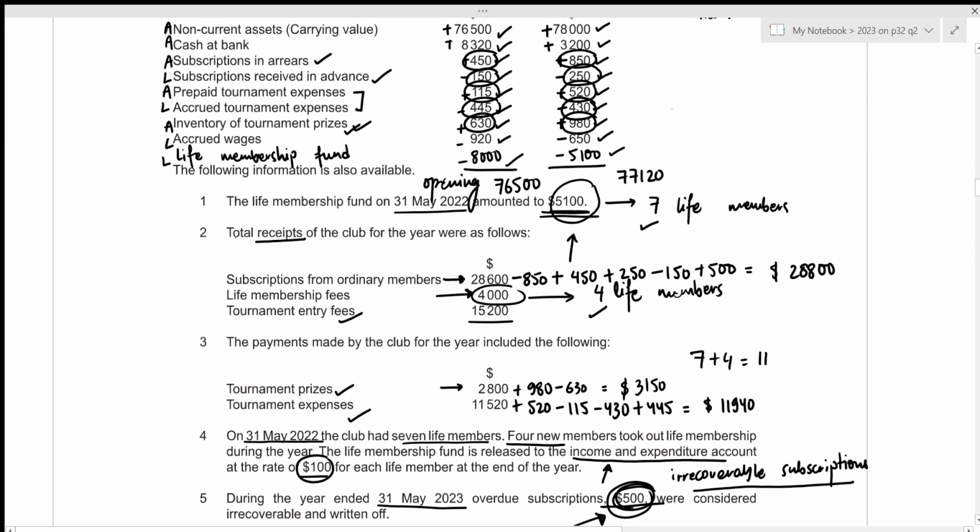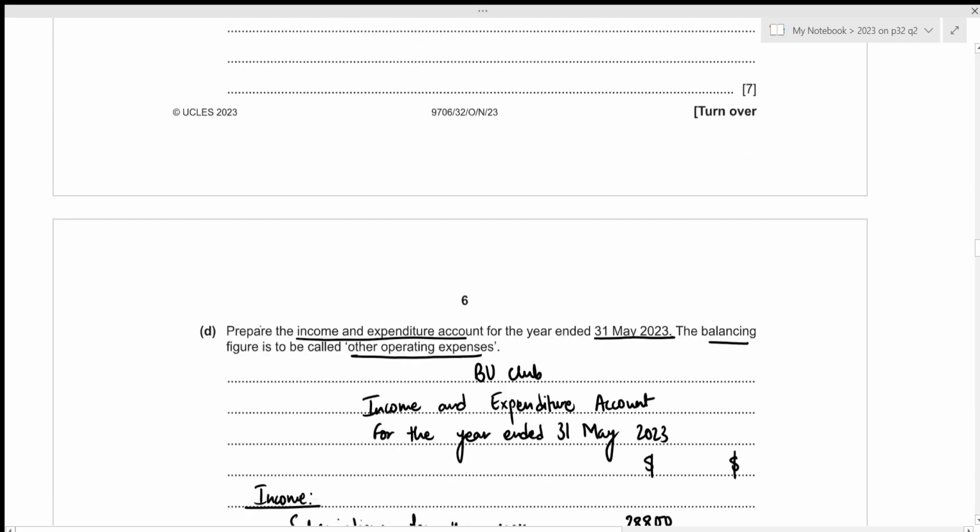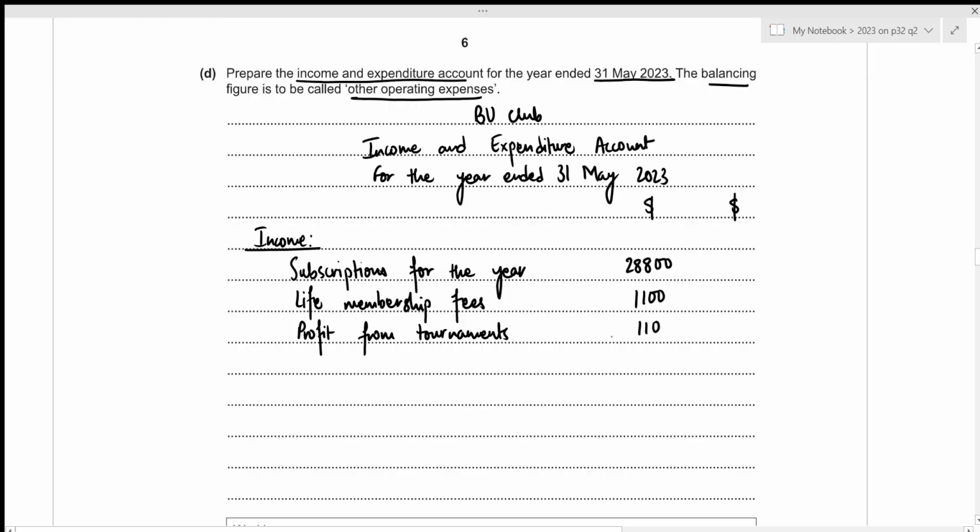Now for income, we need to check our receipts section. We included the subscription, we included the transfer of life membership fees, and we included the profit from the tournament. So that is all for our income. Let's figure out the total. That will be 28,800 plus 1,100 plus 110, which results in 30,010. Now we can move towards the expenditure section.